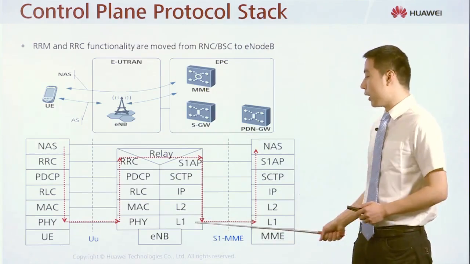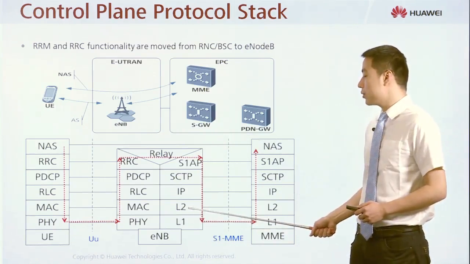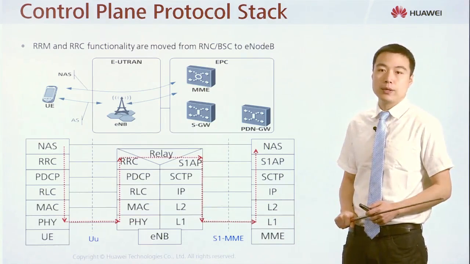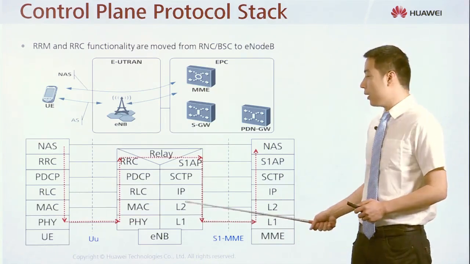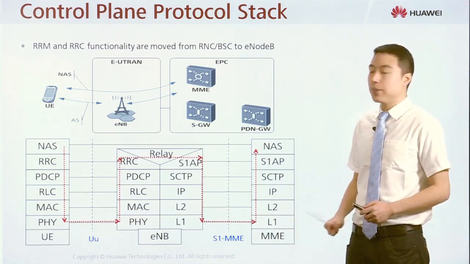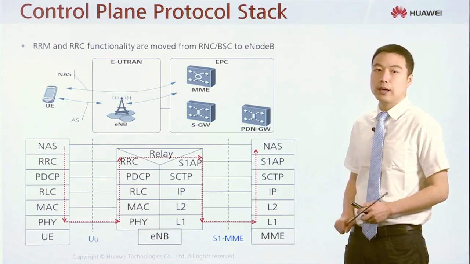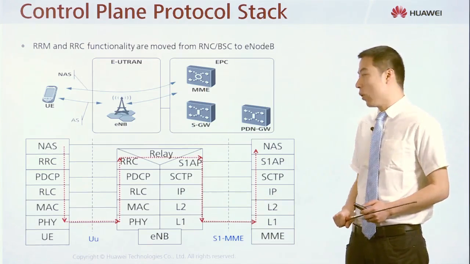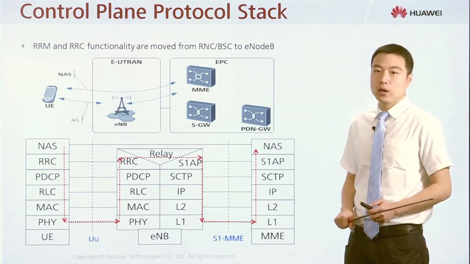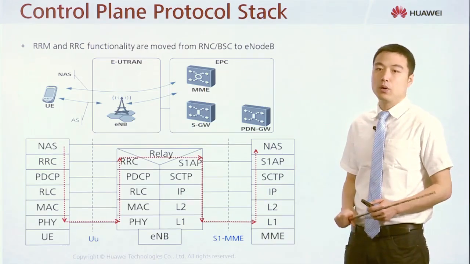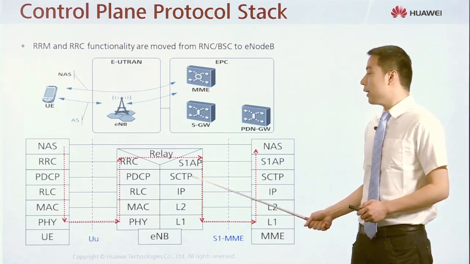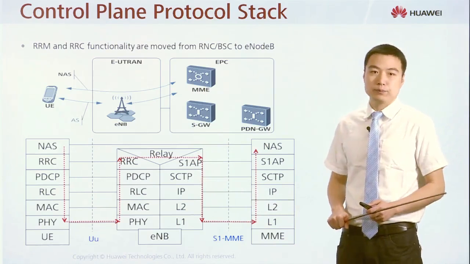We can see that we also have layer 1, layer 2. Here, the S1 interface layer 1 is the physical layer, but this physical layer is actually based on the cable, based on the fiber. And layer 2 is the data link layer, and layer 3 is the network layer. And here, the network layer protocol is the IP protocol, because in the LTE network, all the transmission and network protocols are based on IP. Then layer 4 is the transport layer.